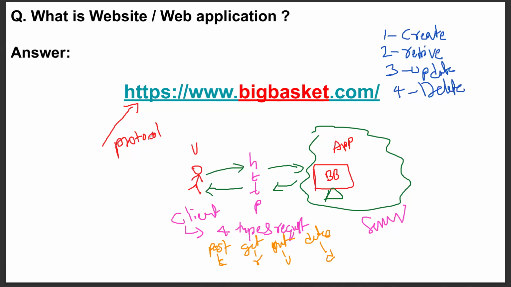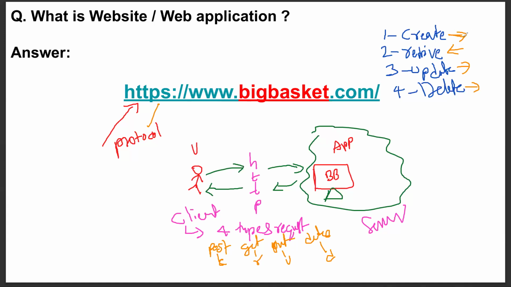I'll repeat: HTTP is a protocol. Its duty is to make a request and get the response back. That's it. And how many types of requests are there? 4 types: post request, get request, put request, delete request. Post creates something at the server side, and get is used to retrieve data from the server. Update is to update something at the server, and delete is to delete something at the server side.